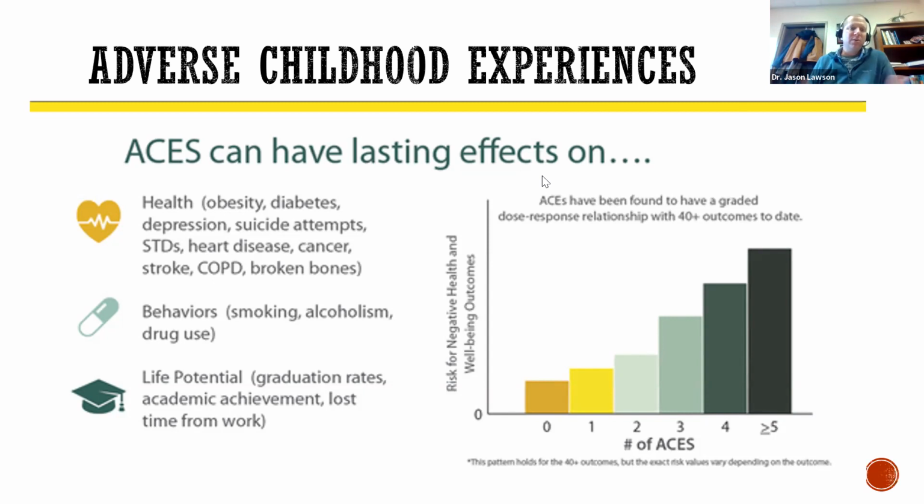Okay. Also looking at behaviors, smoking, alcoholism, drug use, also looking at graduation rates, lower graduation rates for those who have higher ACEs scores, lower academic achievement, lost time from work. And so you'll see that life potential, right? Accessing education, accessing higher education, having a job, all of those are social determinants of health. So a higher ACEs score also impacts health, but then it also impacts social determinants of health that further impact health, right?